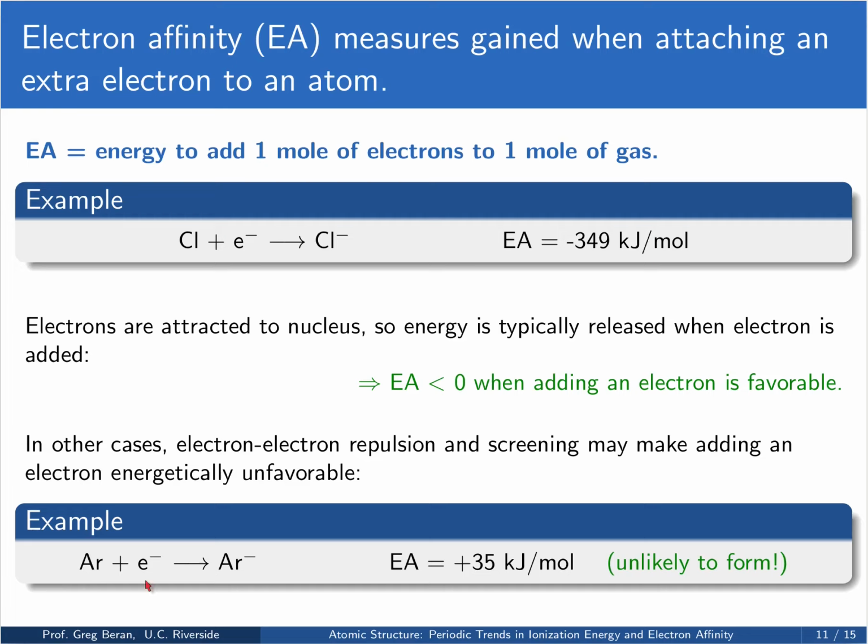For example, adding an electron to an argon atom has an electron affinity of positive 35 kilojoules per mole. That positive sign means that this is not a favorable process and it's unlikely to occur. And that makes sense for a gas like argon because as a noble gas, its valence subshells are already completely full. It doesn't need any more electrons to try to complete that subshell.